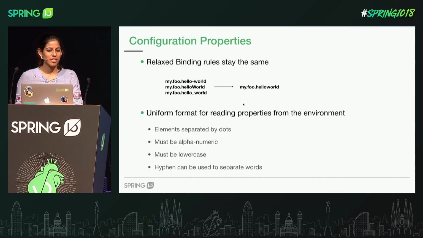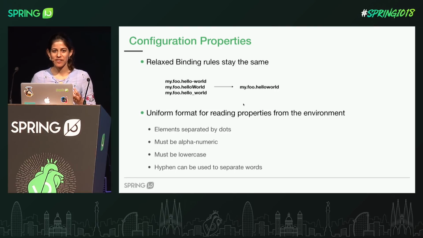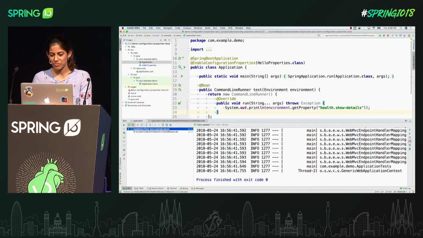Right. So just recapping what we saw, the relaxed binding rules stay the same. So in your properties files or in your YAML files, you can still continue using either hyphens or camel case, underscores, whatever you prefer, and that will get bound properly to the configuration properties class. But when you're reading properties from the environment, we prefer the uniform format. So what is that? The elements are separated by dots. It must be alphanumeric, must be lowercase, and you can use hyphens to separate the words. Like we saw in the demo, separated by dots, and we're using hyphens to separate the words.